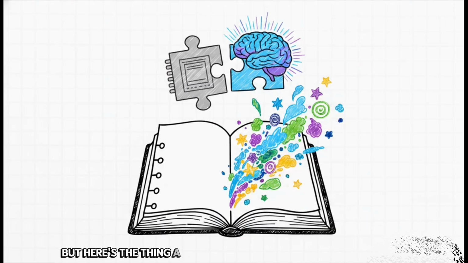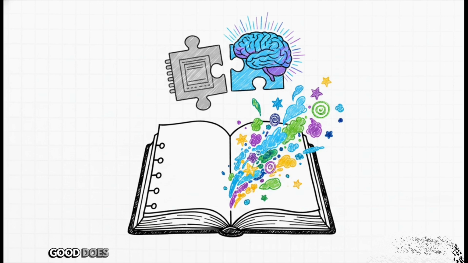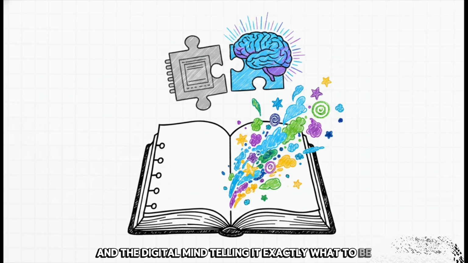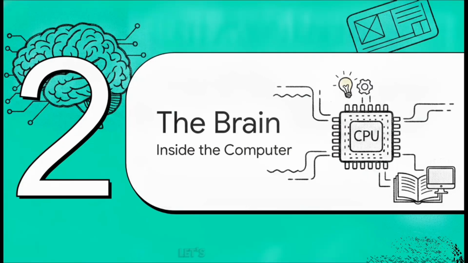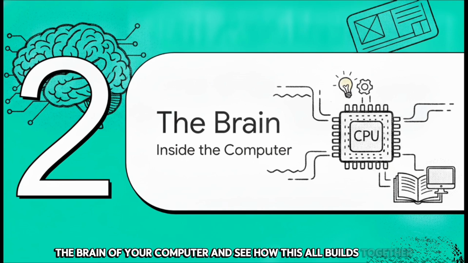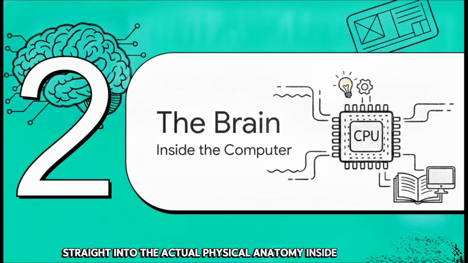But here's the thing, a physical book with totally blank pages doesn't exactly do anyone much good, does it? Without both the physical body to execute the tasks and the digital mind telling it exactly what to be, a modern computer just cannot exist. They are absolutely 100% interdependent. Let's move to part two, the brain of your computer, and see how this all builds together, because now we're transitioning from that broad body analogy straight into the actual physical anatomy inside the machine.